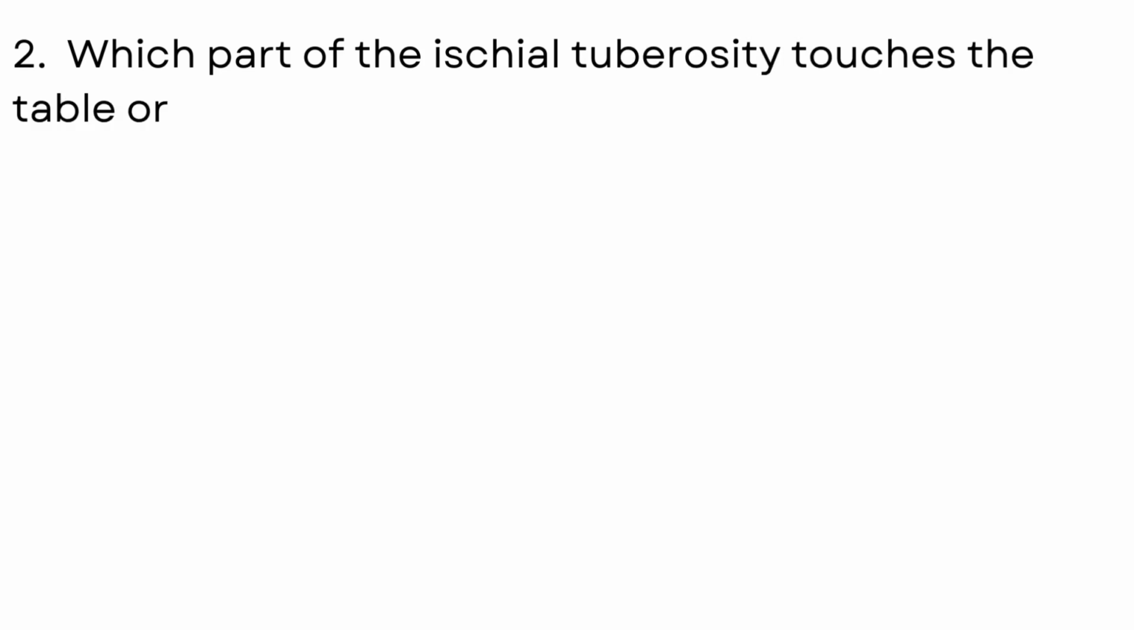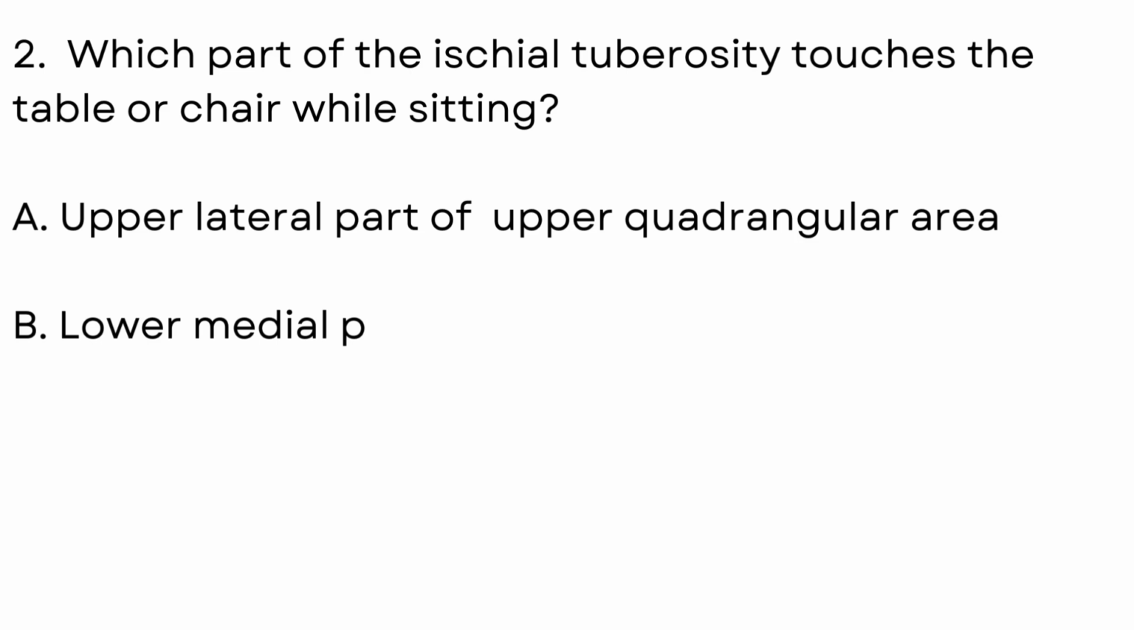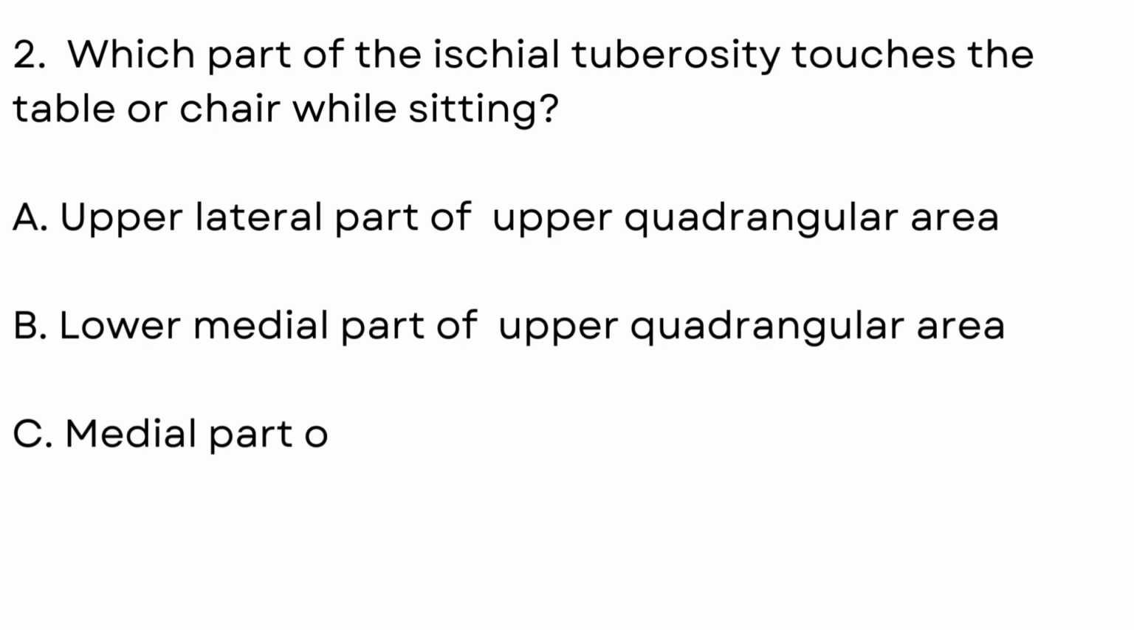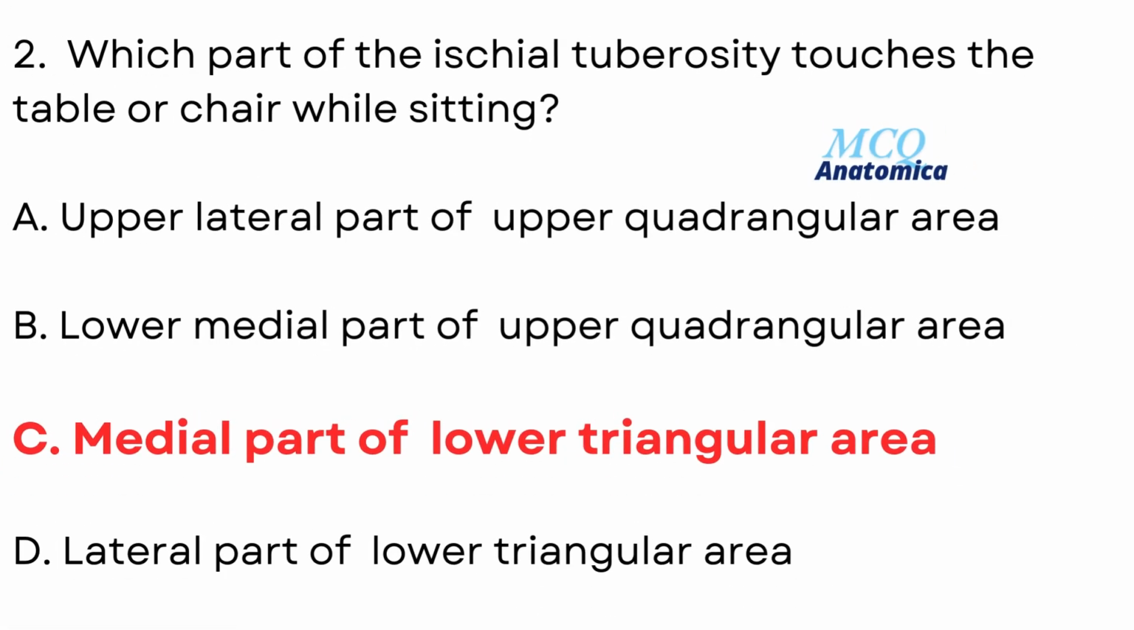2. Which part of the ischial tuberosity touches the table or chair while sitting? A. Upper lateral part of the upper quadrangular area. B. Lower medial part of the upper quadrangular area. C. Medial part of the lower triangular area. D. Lateral part of the lower triangular area. The answer is C. Medial part of the lower triangular area.